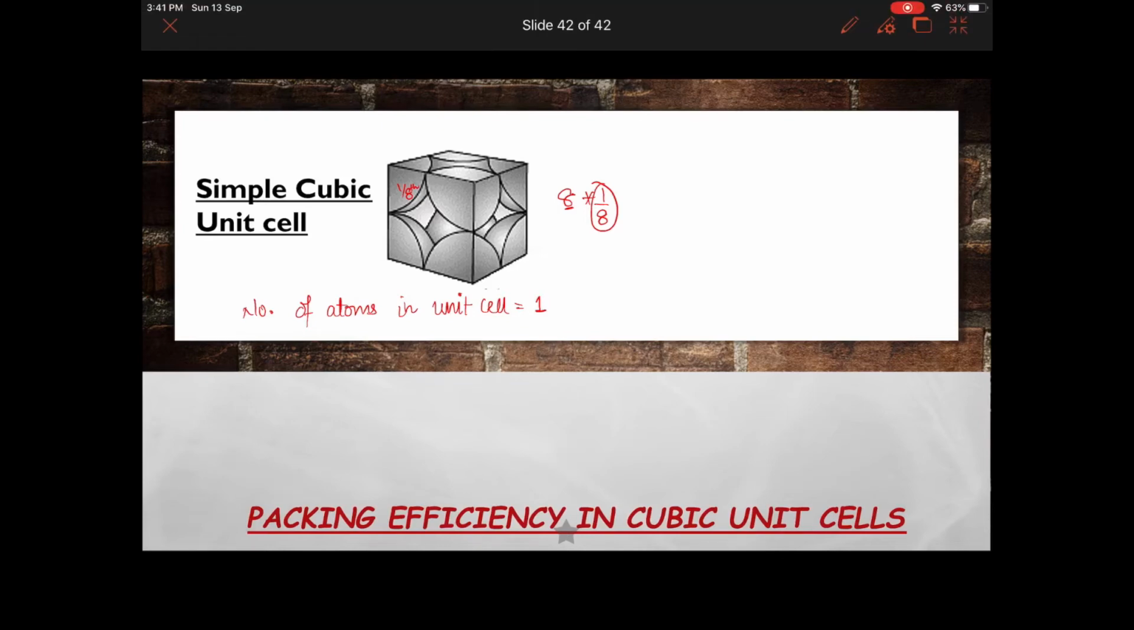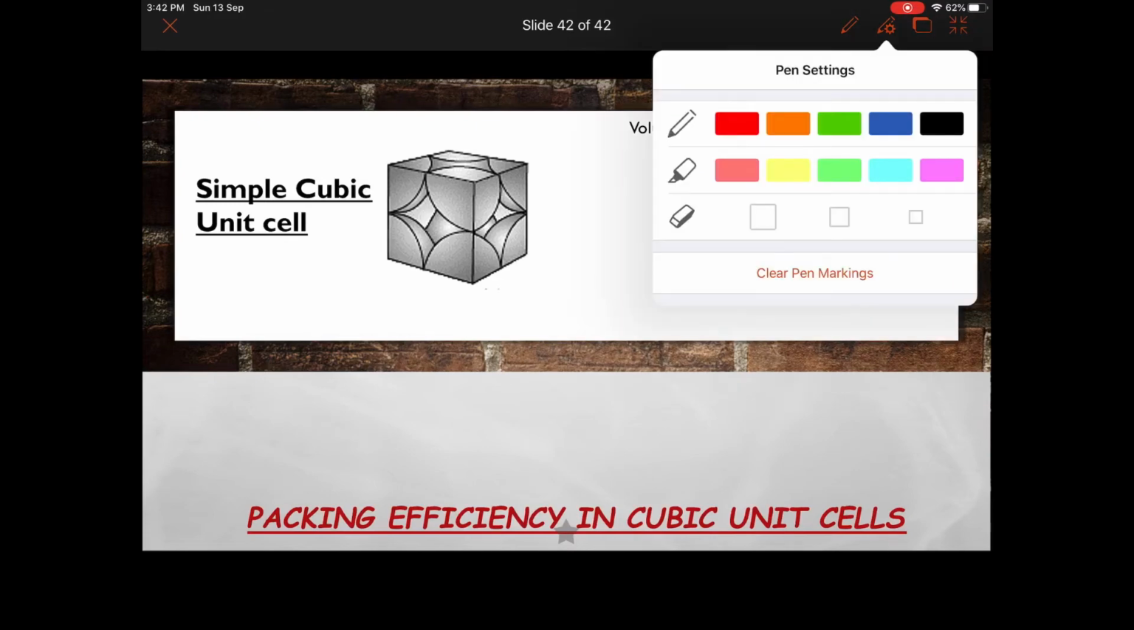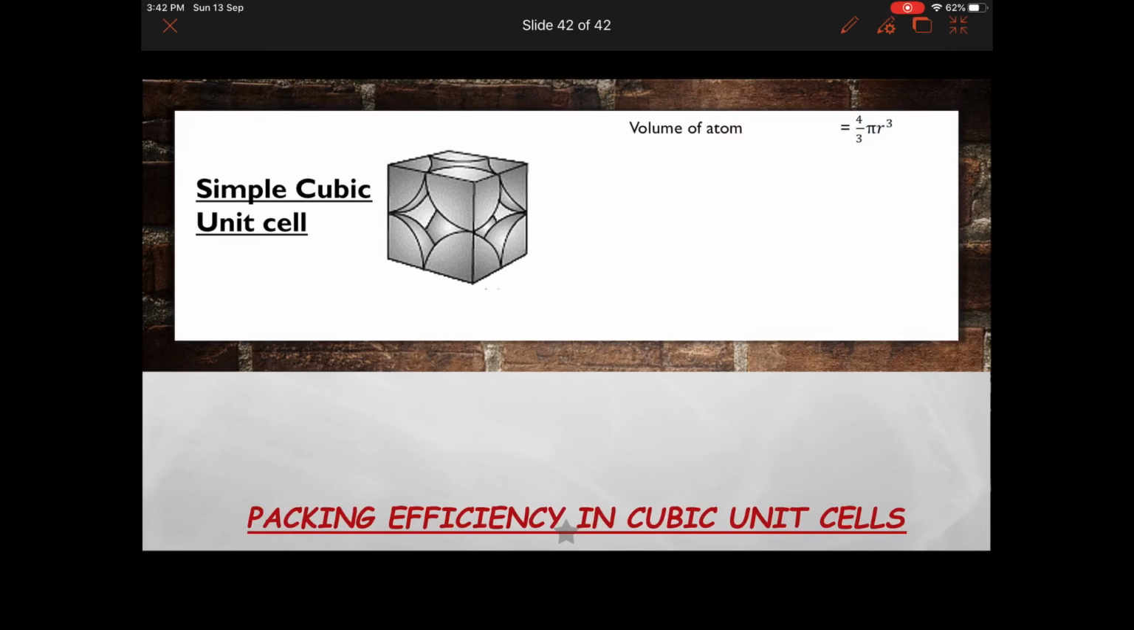Now how do we calculate packing efficiency? First, let's see the volume of an atom. One atom is considered to be a sphere, and the volume of a sphere is 4/3 pi r cube. Is that clear? For all types of unit cells, the volume of an atom is going to remain constant: 4/3 pi r cube. Then we calculate the number of atoms in the unit cell. Everything is getting revised for you. The number of atoms in the unit cell is 1 for our simple cubic unit cell. Okay, let's go ahead. Next, the relation between edge length and radius of the atom, very simple.